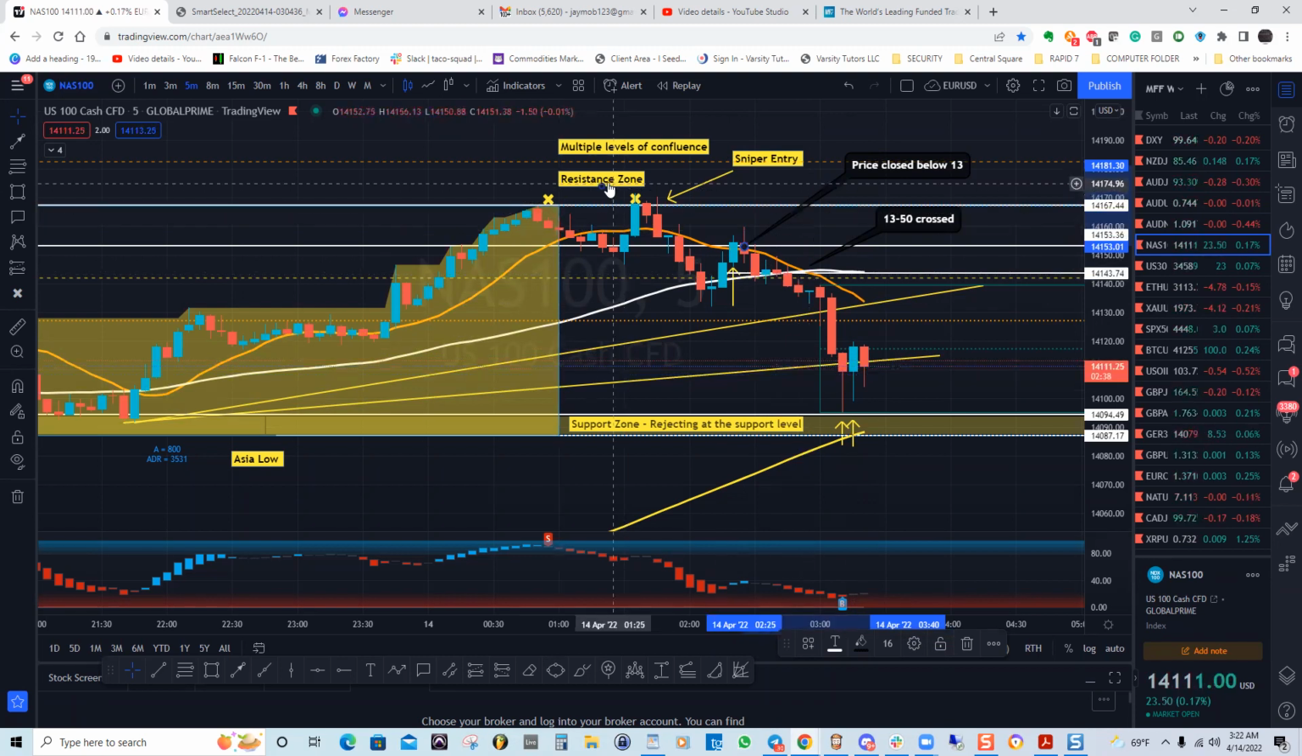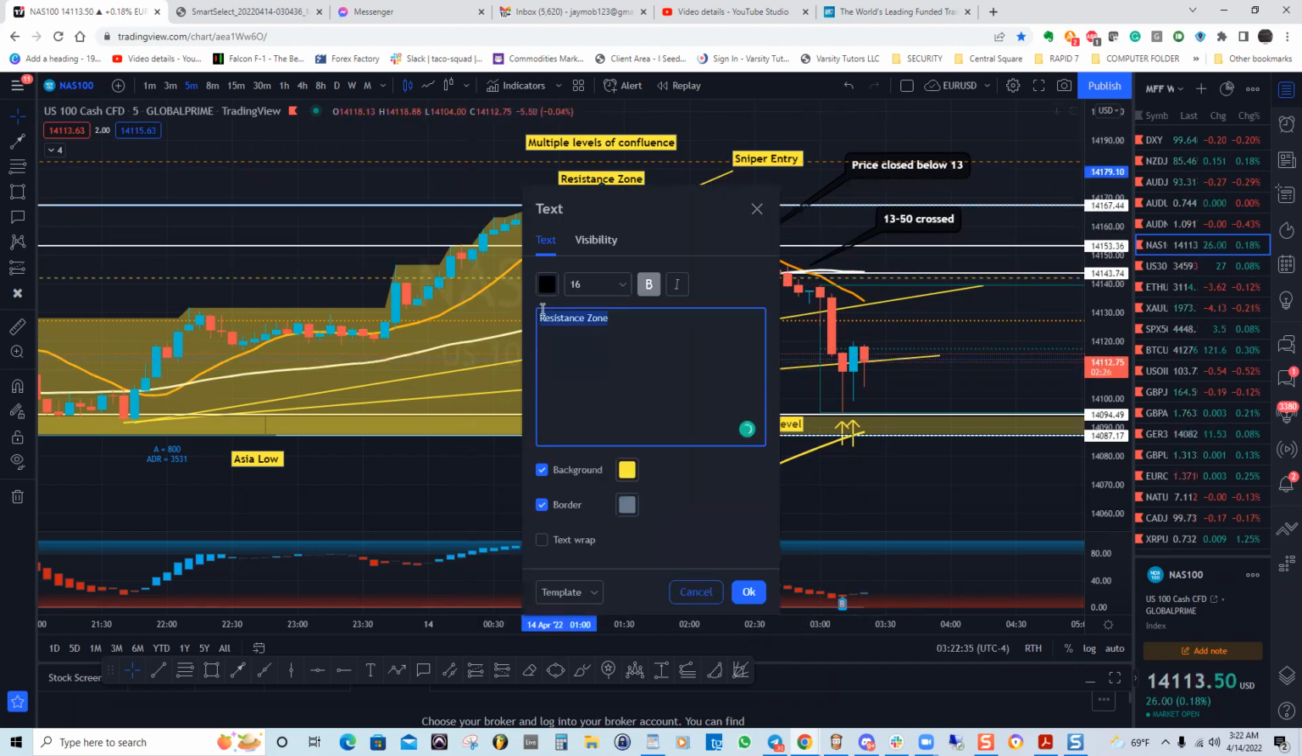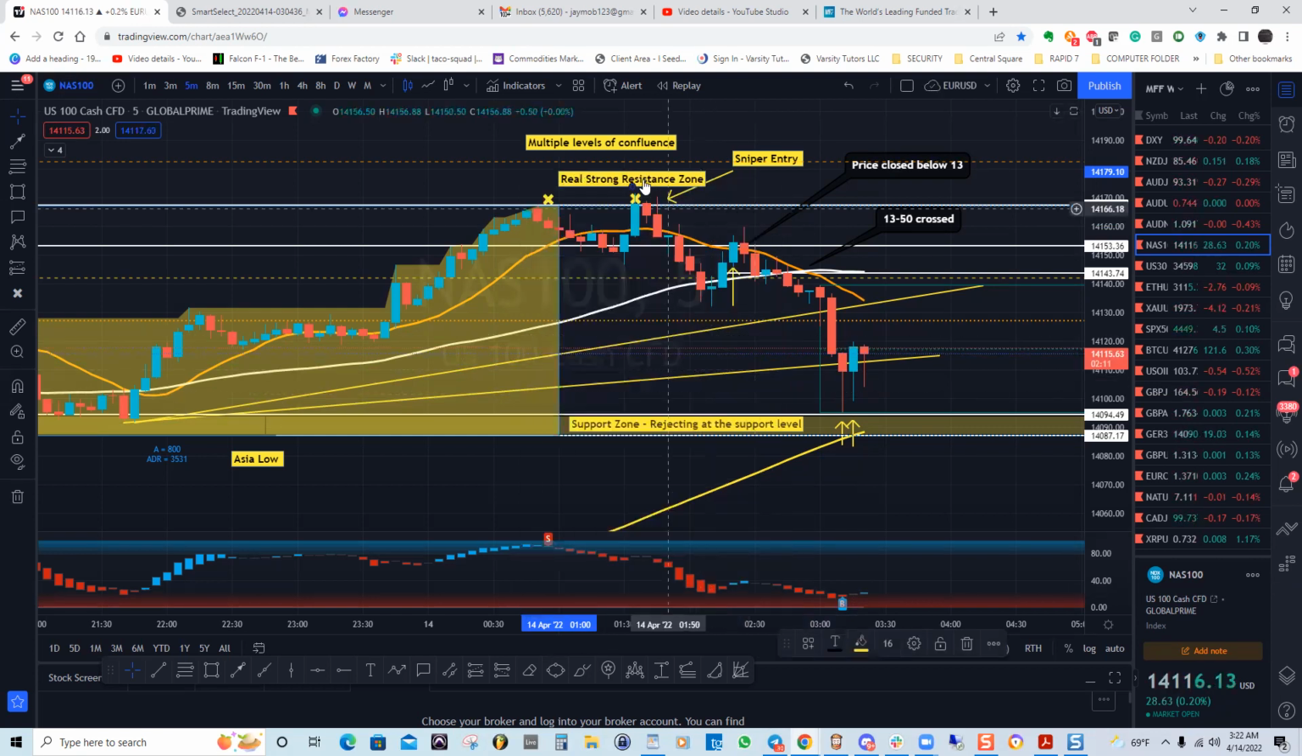You've got a resistance zone. What are other multi-levels of confluence? Price to close below. You've got the 13, 15, 50 cross. This is a strong resistance zone. Not even. Let's call it the way it is. I'm going to put real strong. How about that? Real strong resistance zone, because it never came up here. That's all day, every day.